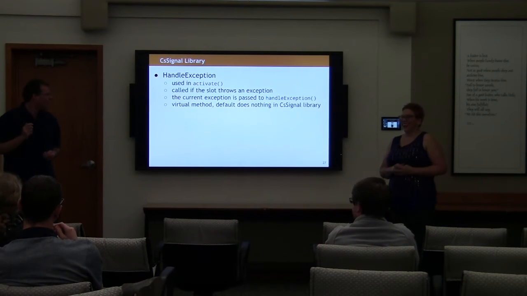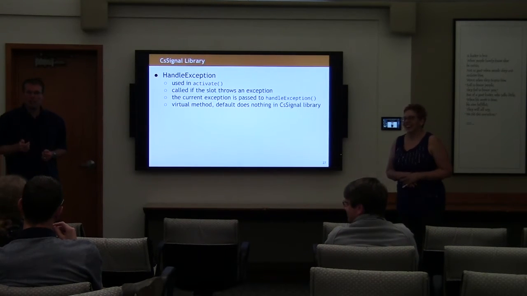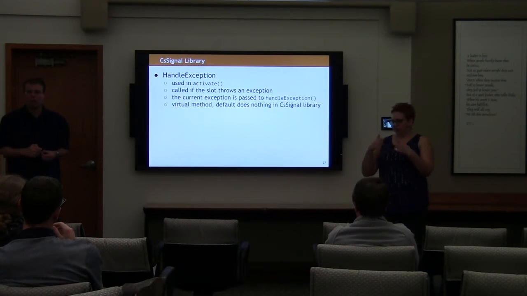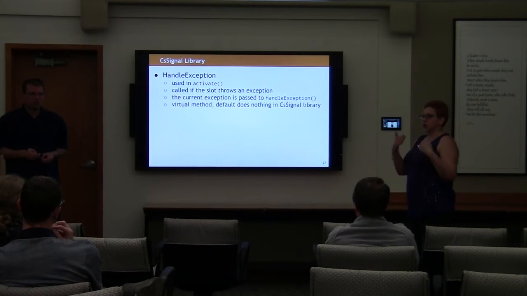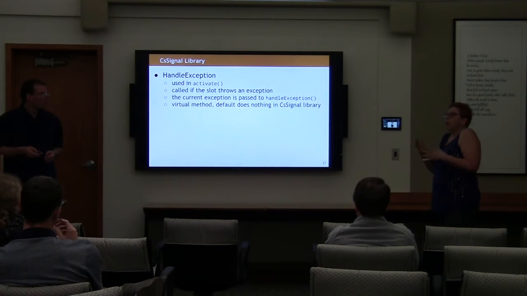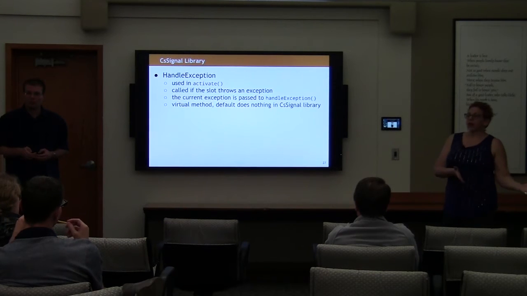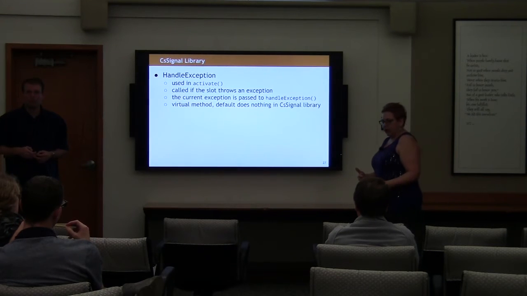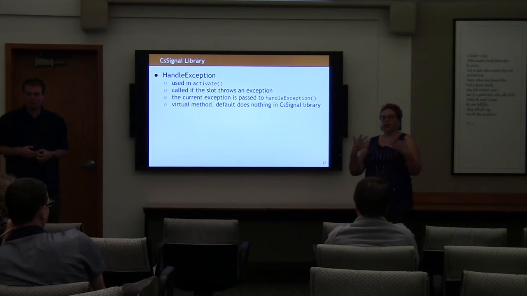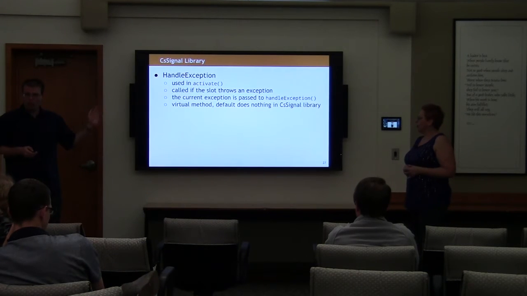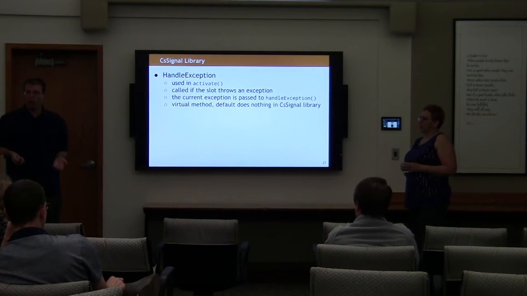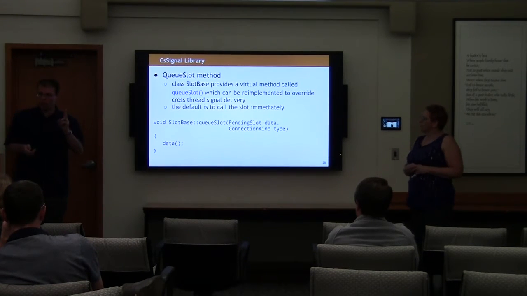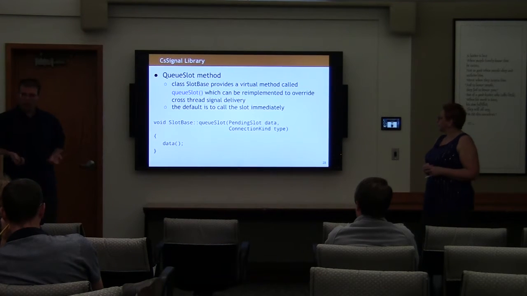And it is called when a slot throws an exception, and we pass the information through. Some people really don't want to handle exceptions, and we like handling exceptions, but it's not fair to say that the library should, so we're just going to pass it through and let you decide what to do with it. So this is one of the hooks into the library that you can override as you wish. This is the one in the sender. And then there are two hooks in the receiver that you can provide.